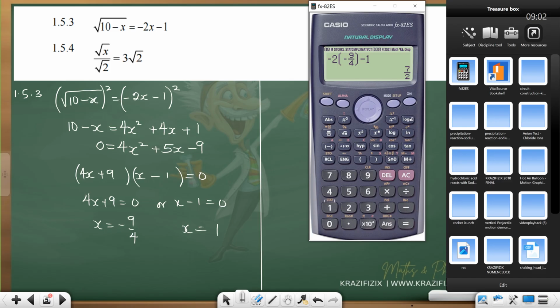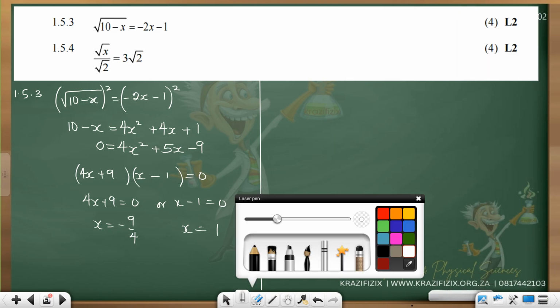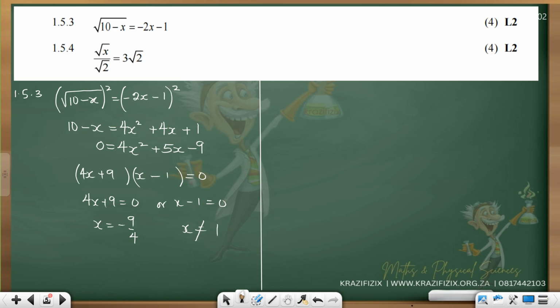So that one works. What about 1? Root of 10 minus 1. Everybody, you should know that, right? That's 3. But will the right-hand side give us 3? Let's go check. Negative 2 multiplied by 1 minus 1. It's giving us a negative, so that one is not working. We're done. Everybody okay there?